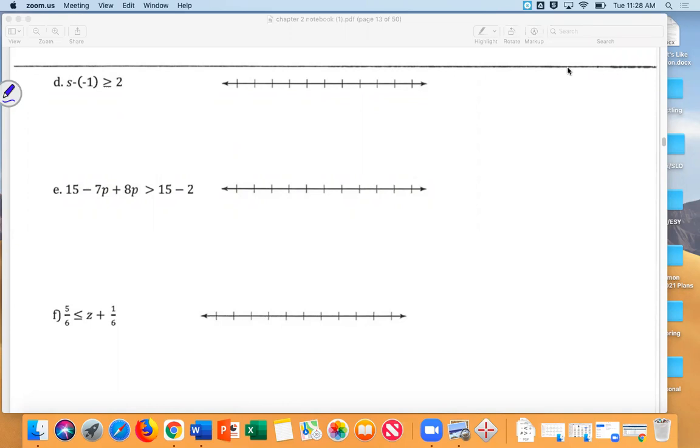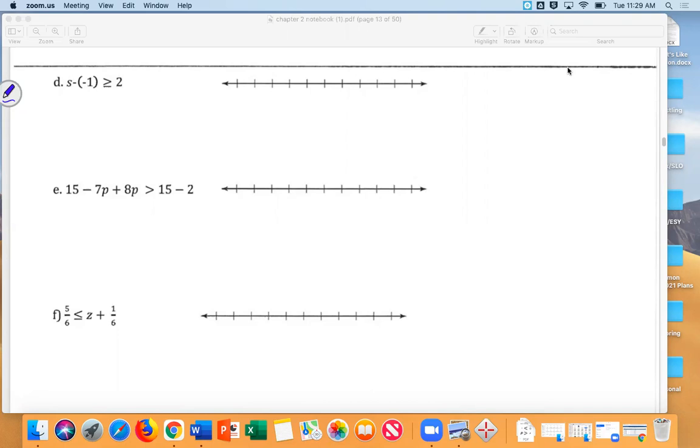All right, here we go. So, did we do D? This is on the other page? Right here, D. S minus. Yeah. No, see, I did. You were working ahead. Yeah. All right, let's start out with D then.